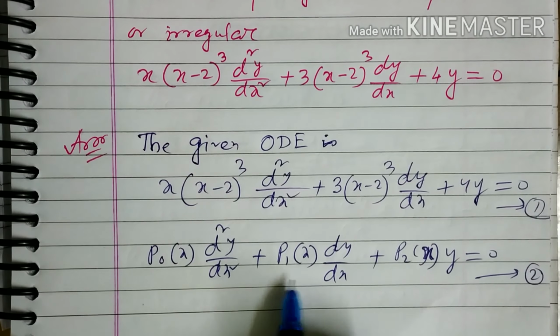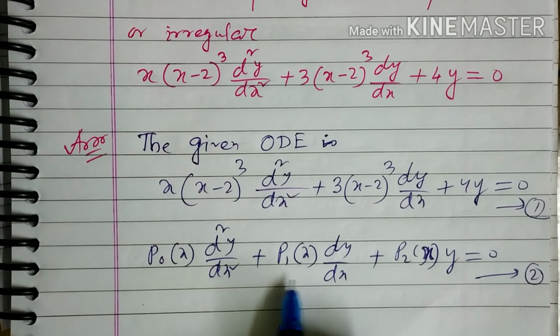So already you know. Now for singular points, most interesting part. For singular points, p naught x is equal to 0. What is p naught x? p naught x equals that. So here we can generate x equals 0 and x equals 2. Here it is a power, but you should consider only 1. So therefore x equals 0 and x equals 2 are singular points of the given differential equation 1.